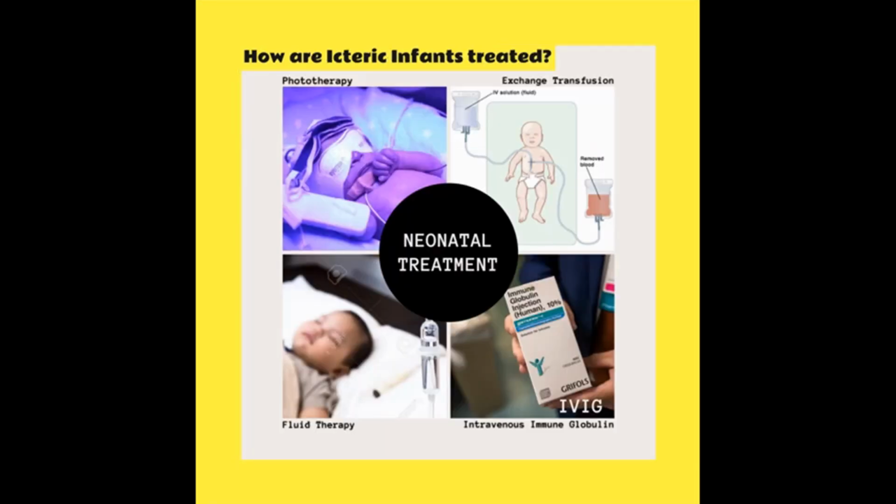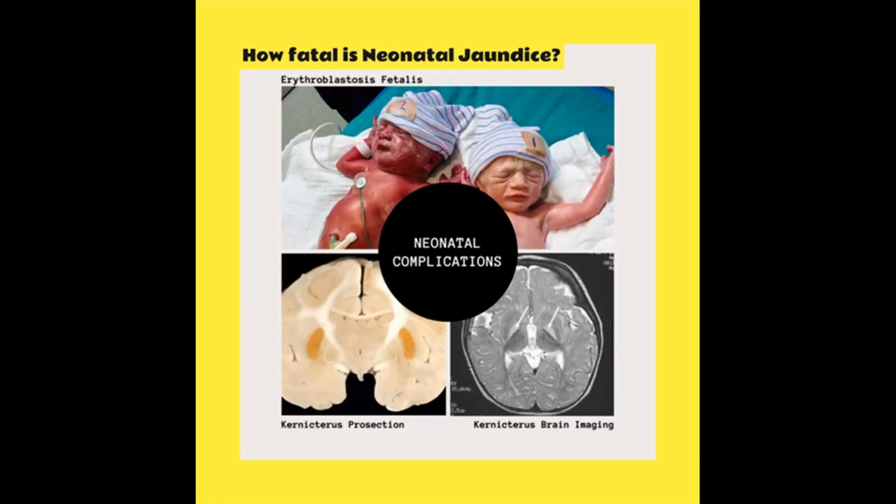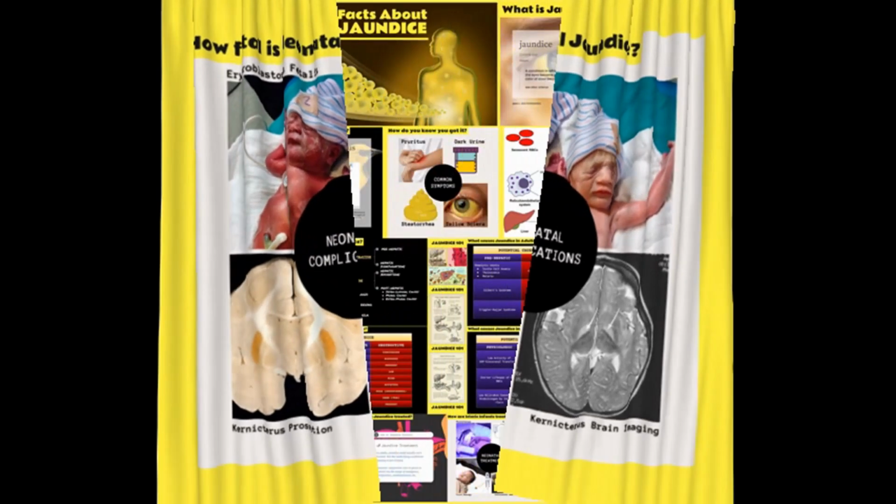How are icteric infants treated? Well, there are 4 treatment methods. 1. Phototherapy. 2. Exchange transfusion. 3. Fluid therapy. And 4. Intravenous immune globulin therapy. Finally, how fatal is neonatal jaundice? If neonatal jaundice is not screened for, left untreated, or undiagnosed, it could lead to devastating consequences, 2 of which are erythroblastosis fetalis and kernicterus.